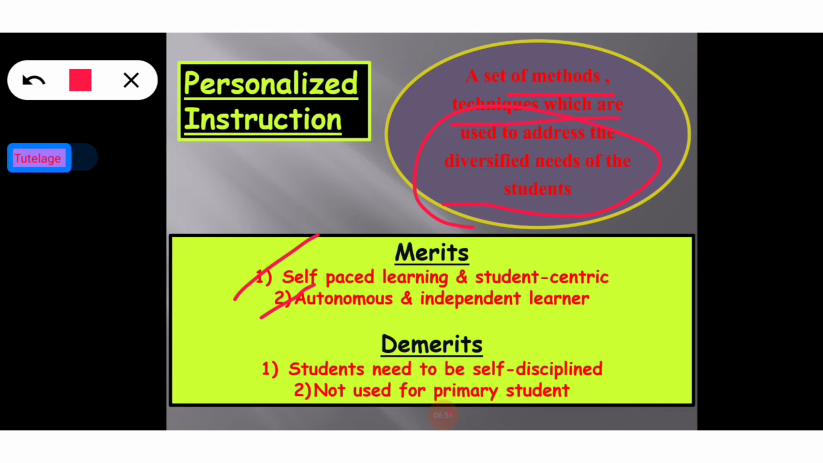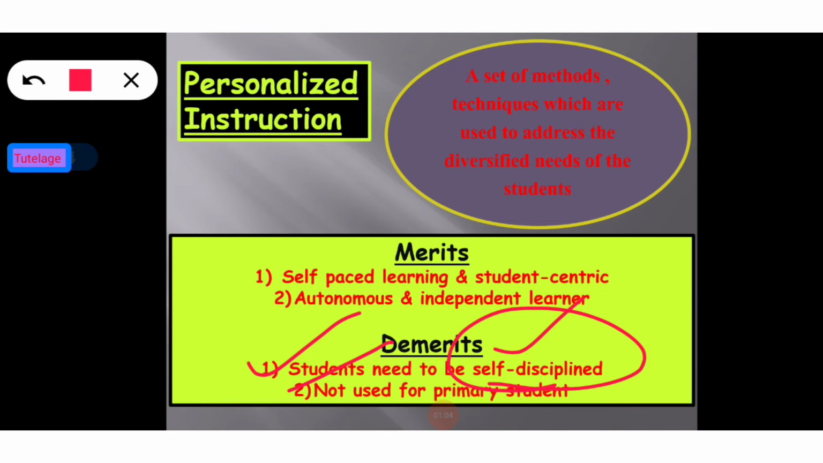Now move on to some demerits of the personalized instruction. The first one is that students need to be self-disciplined. In order to complete the whole course within the specified duration, self-discipline is one of the main criteria for personalized instruction. Without discipline, students cannot complete the course within the specified duration, and it cannot be used for primary students.